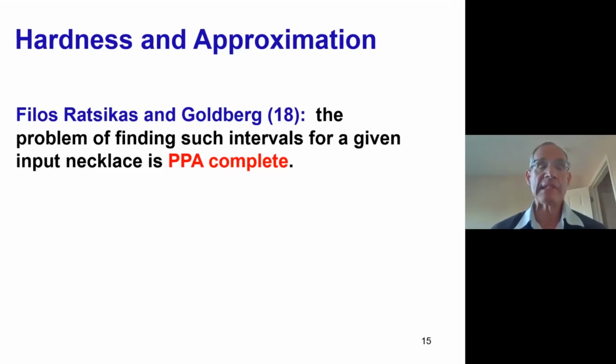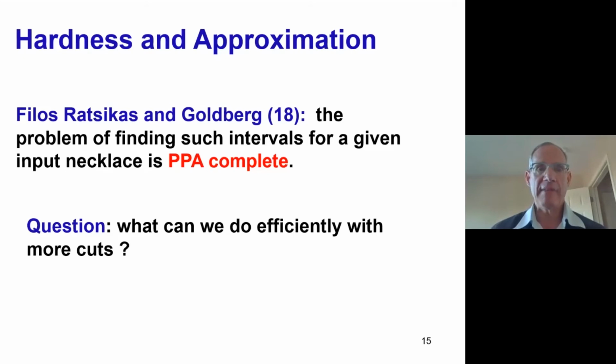So this is probably hard, or at least we don't know how to do it, even if you allow a little bit more than n cuts. If you allow n plus n to the 1 minus epsilon, it's still PPA-complete. This raises the question of what we can do efficiently, maybe with more cuts. Suppose that instead of n cuts, we allow 2n or 4n or n log n, I don't know. We allow a little bit more cuts. Can we then do something efficiently?